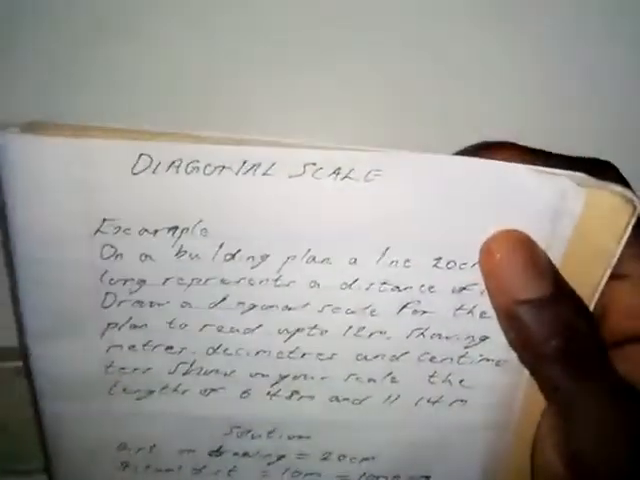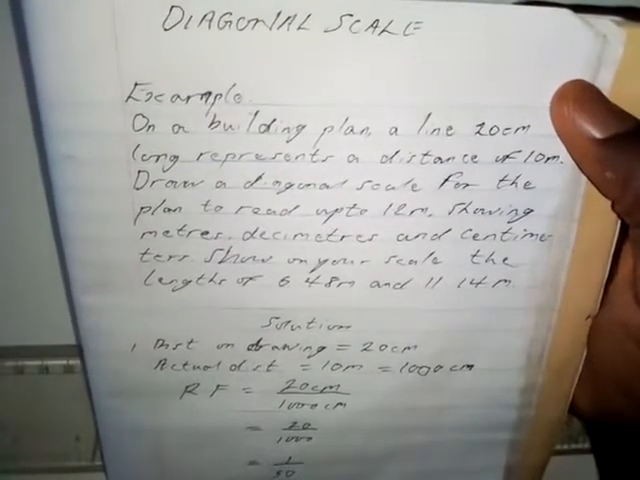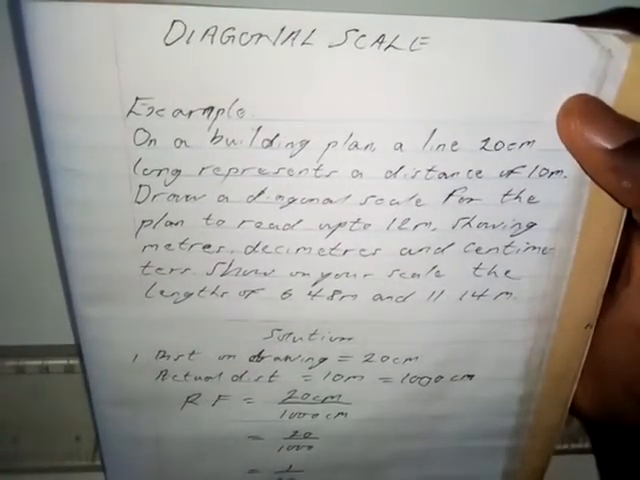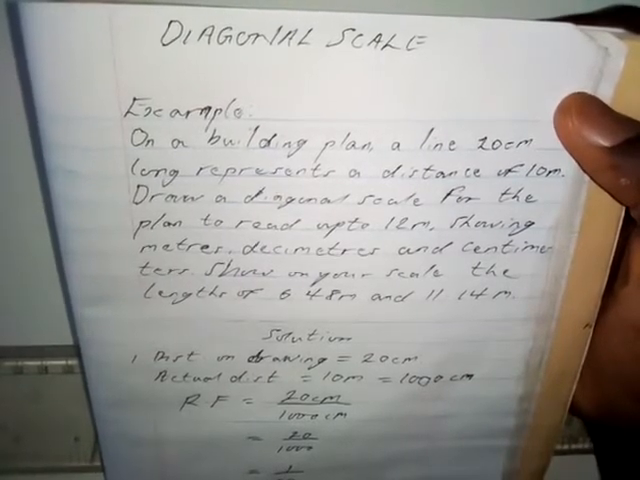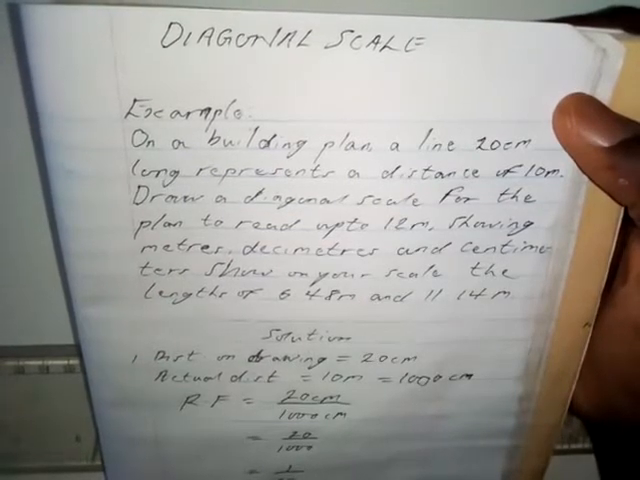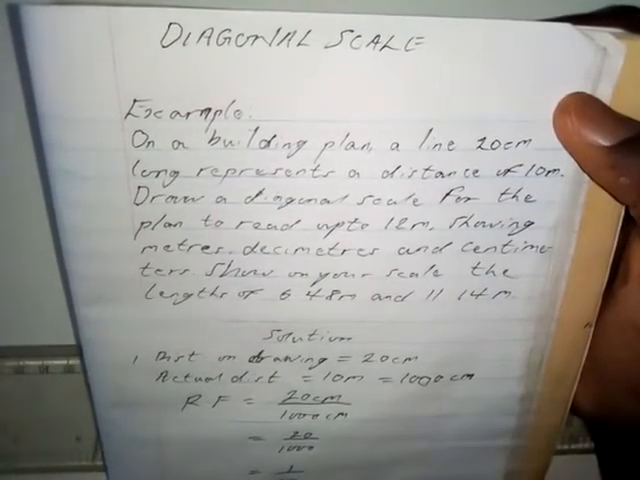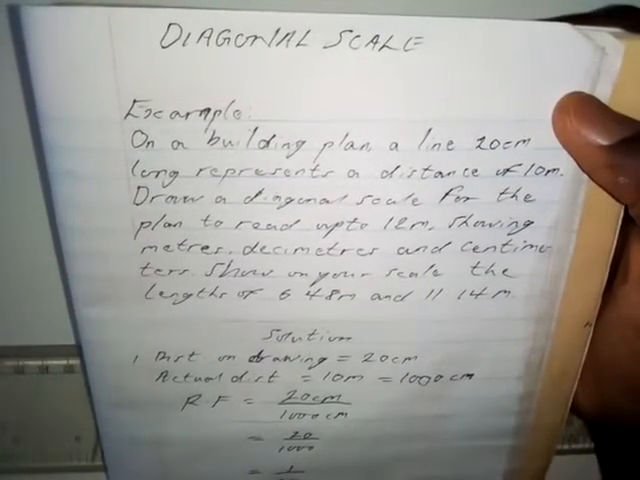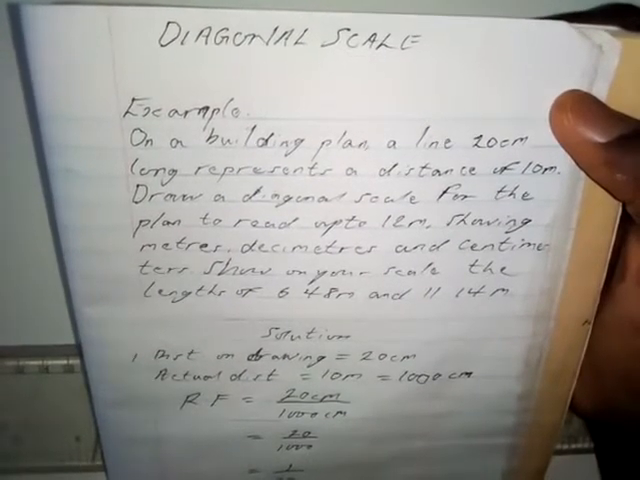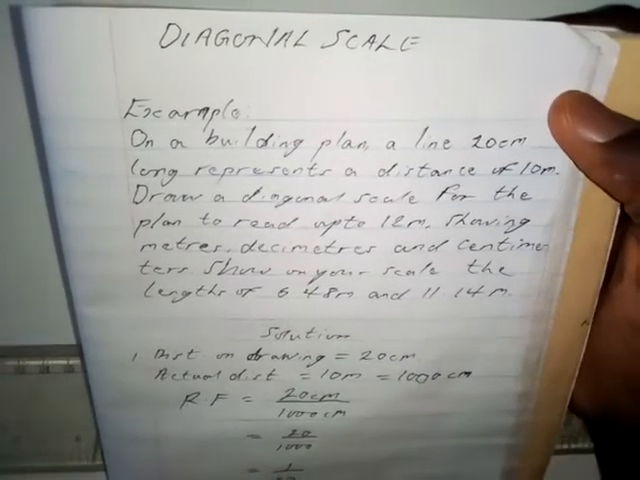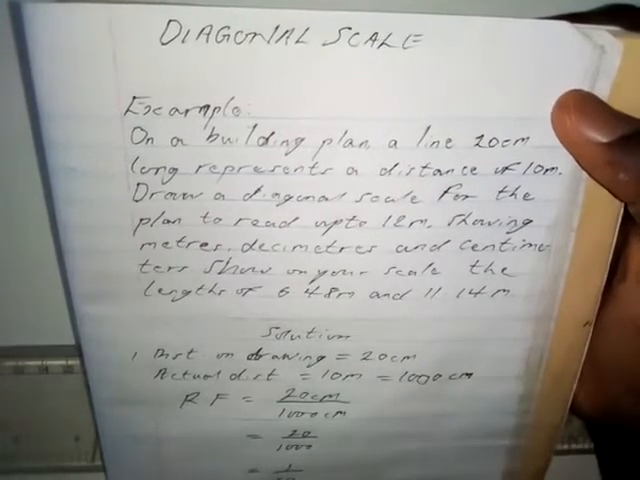Okay, now I want to show you how to construct a diagonal scale. A diagonal scale is used to show a maximum of 3 units of measurement, unlike the plane scale, which is used to show a maximum of 2 units of measurement.